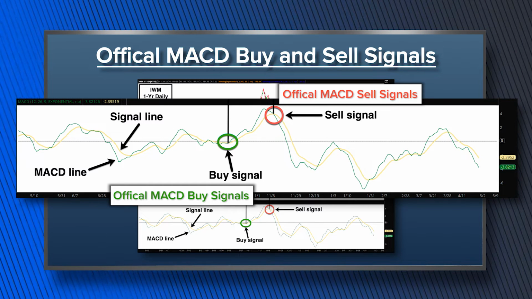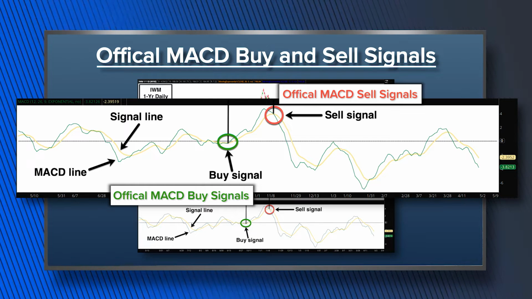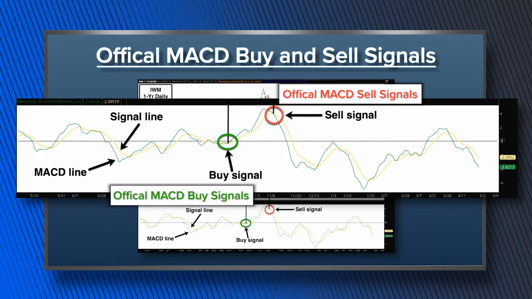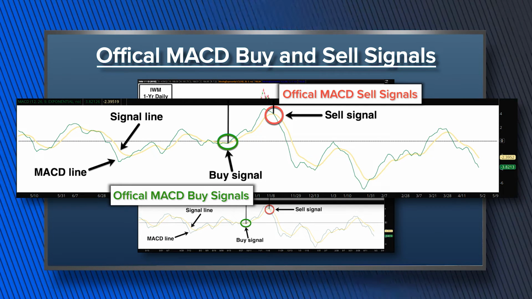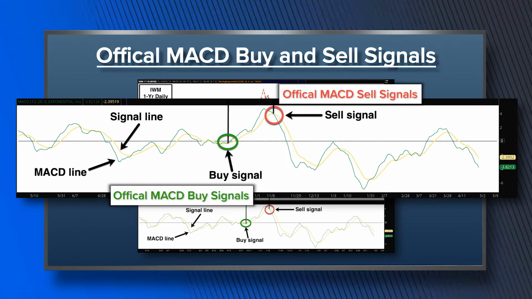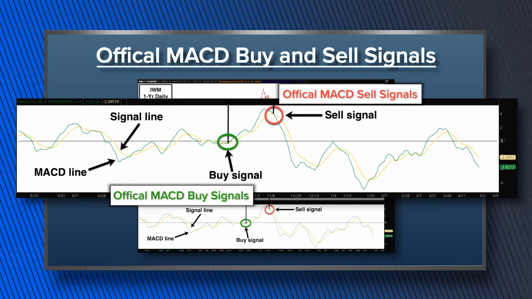So now the official MACD buy signal is when the MACD is below zero, so momentum is negative, and the MACD line reverses up and crosses above the signal line. That is an official MACD signal. It's confirmed because it moved from below to above the signal line when the MACD was below zero.